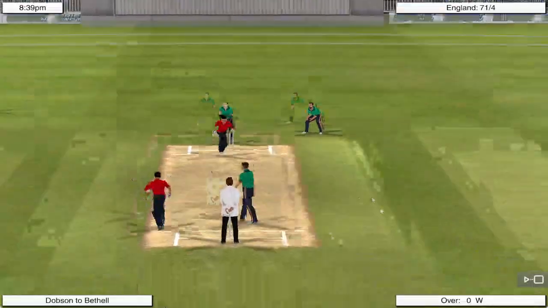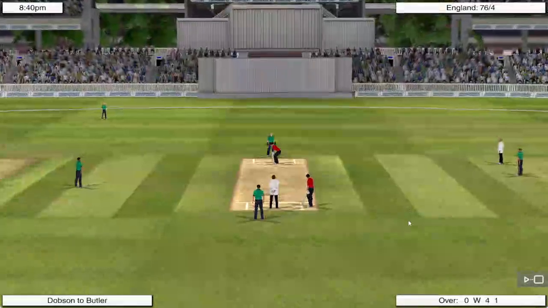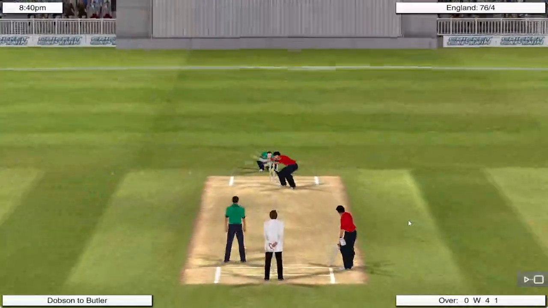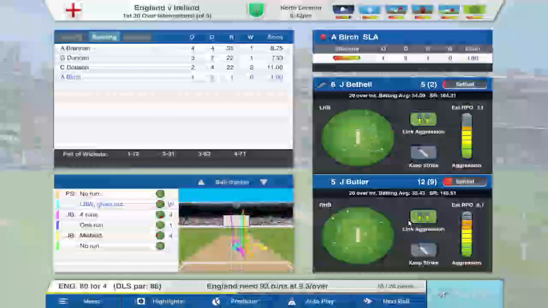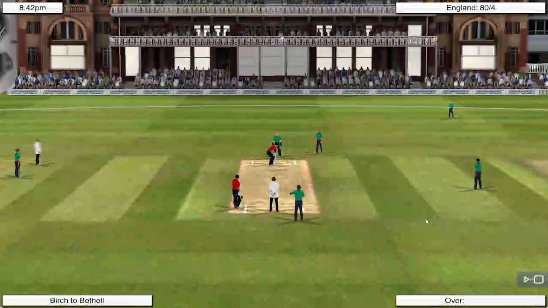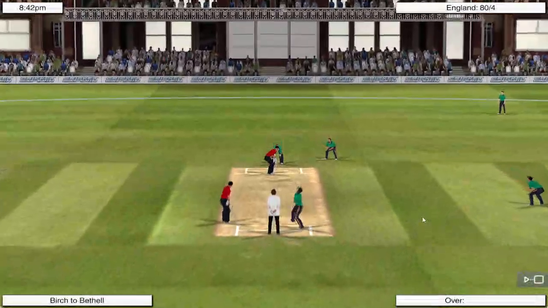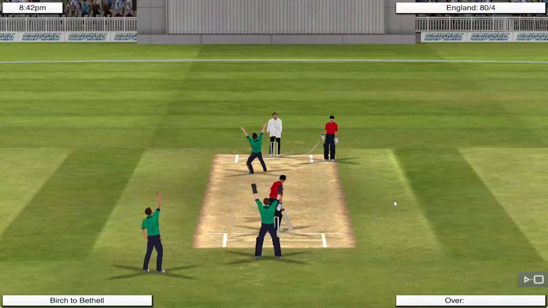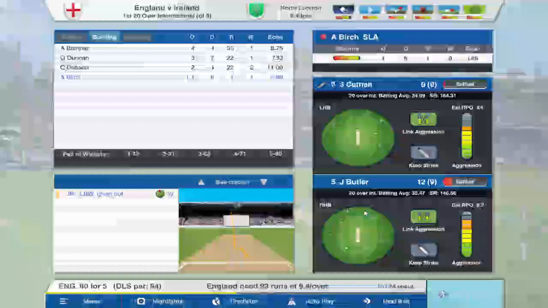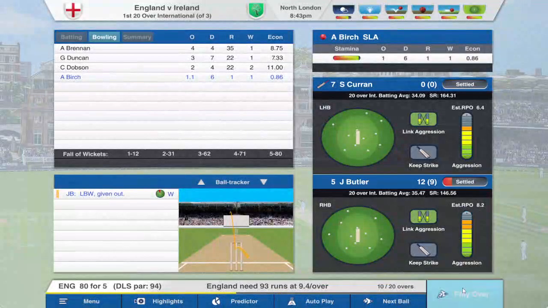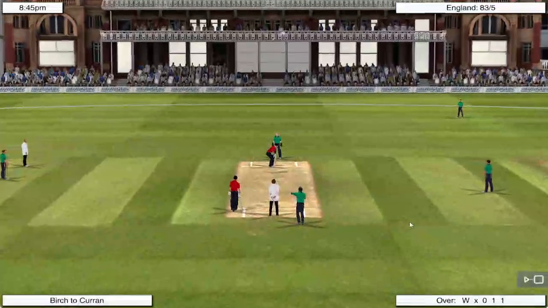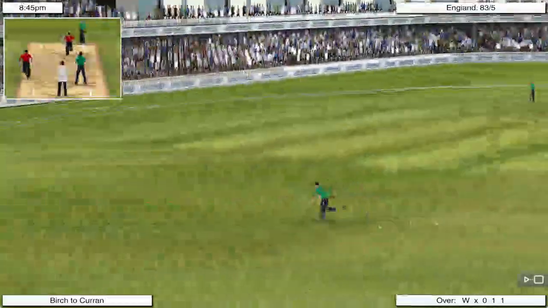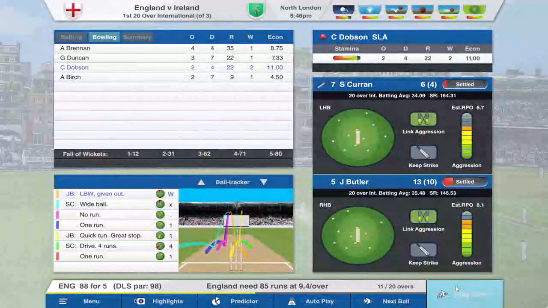It's not that Bethell could not make these runs. It's more about whether he can stay for that long, because still a lot of runs need to be made. After 10, England are 80 for 4, and they need 93 more. And Bethell has gone. This is not looking good for England. They need a big partnership of about 50 runs to get them into the match here.